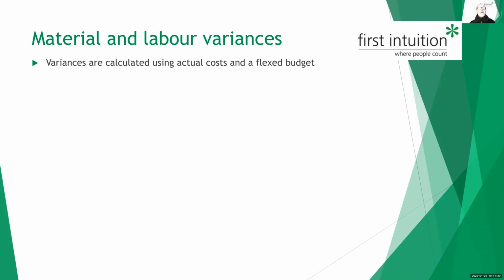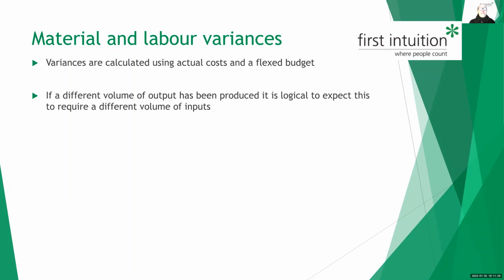So we calculate variances using actual costs and a thing called a flexed budget. What that simply means is, if we've produced a different amount of our product, then it's going to have a different amount of inputs. If your factory manager is targeted with producing 10,000 units, and that should use £20,000 worth of a particular material, if everything runs efficiently and he manages to produce 12,000 units, you wouldn't give him a hard time for using 10 or 15% more material.